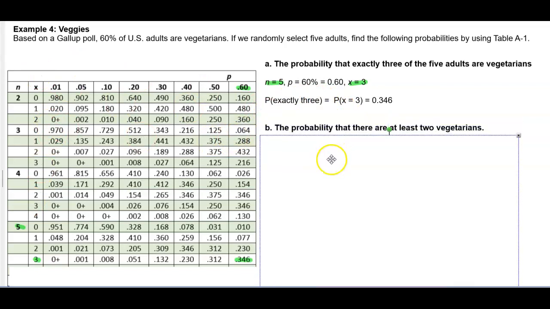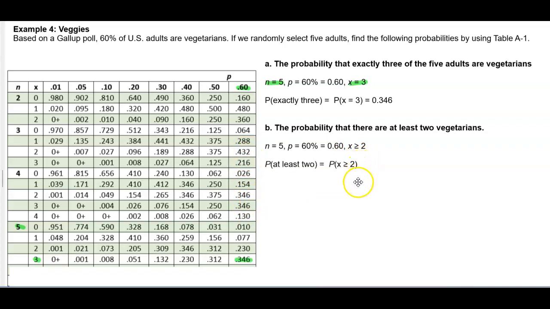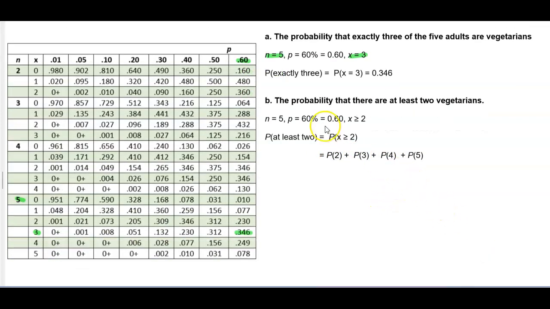Next, we want to find the probability that there are at least 2 vegetarians. So again, in this case, we know that n is still equal to 5. We know the probability is 0.60, so we're still using that last column. But now it says that x is greater than or equal to 2. So how do we do that? Well, we know that the probability of at least 2 is equal to the probability of x is greater than or equal to 2. That's the same thing as saying the probability of 2 plus the probability of 3 plus the probability of 4 plus the probability of 5. And recall that n is equal to 5, so we can only go to 5 anyway.